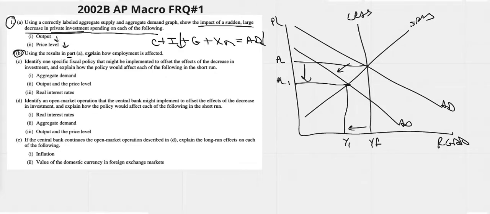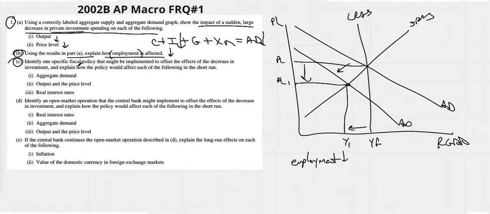Using the results in Part A, explain how employment is affected. Anytime you see employment, I freeze like a cat because I'm so used to saying unemployment. But obviously, if output goes down, employment would decrease. So, easy enough.